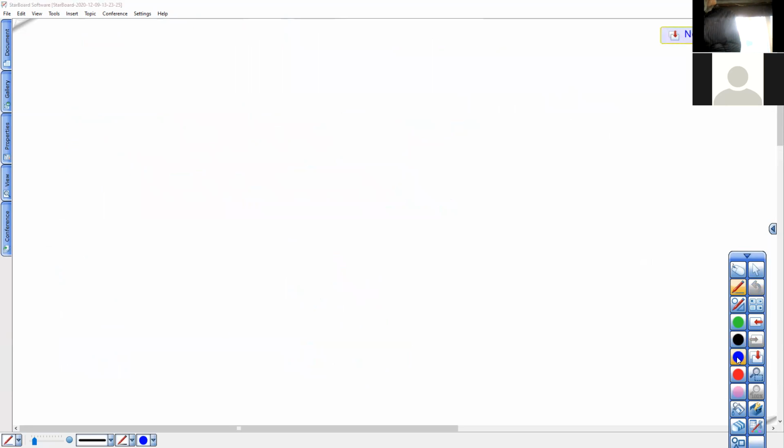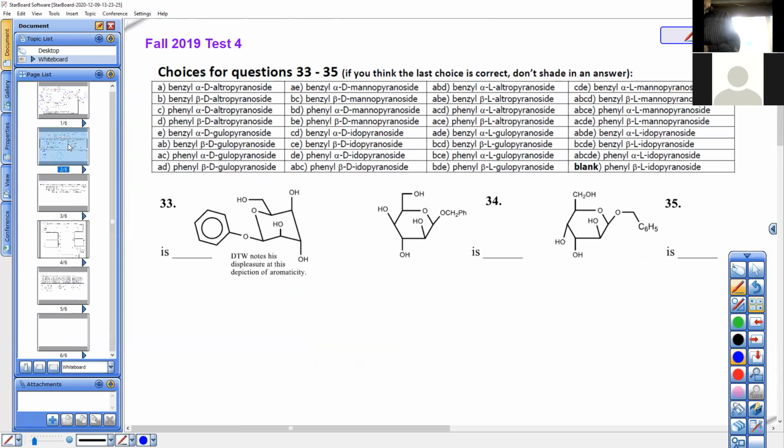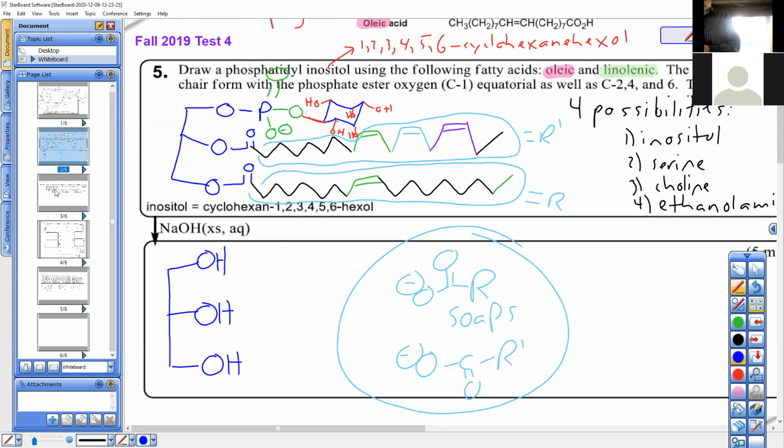Whoa, I don't know what I did. Went all the way to the last page after I added a new page, apparently. What are we on, 2 or 3? There we go.